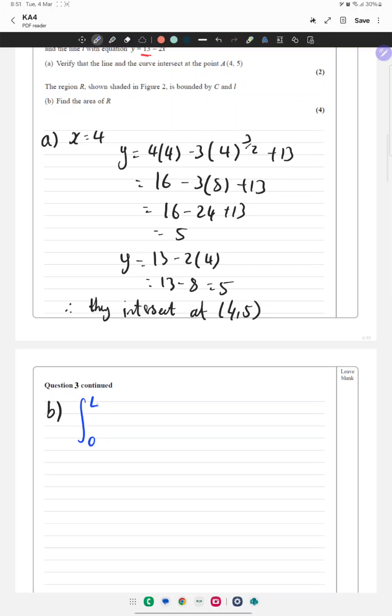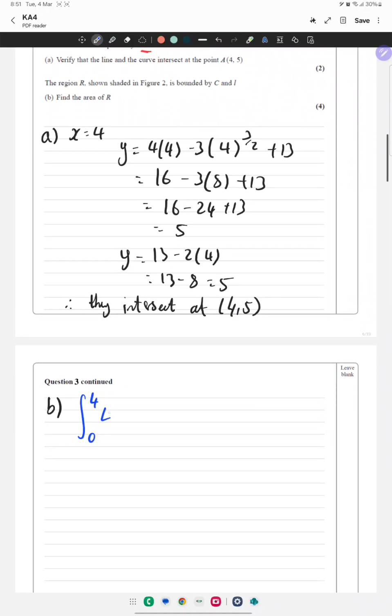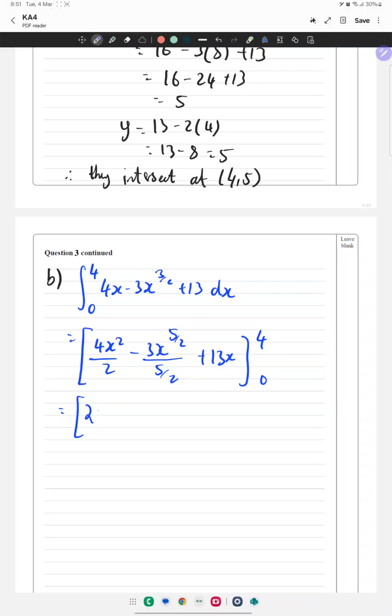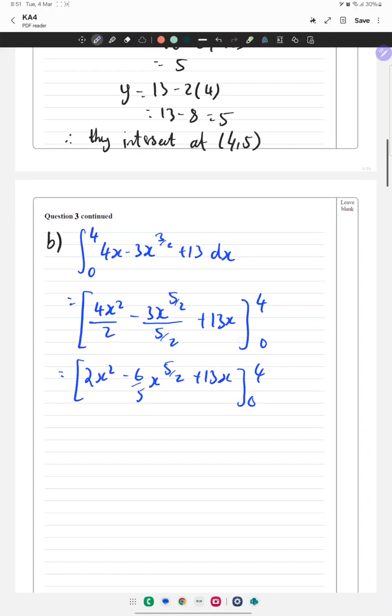So it's going to be from 0 to 4, 4x minus 3x to the 3 over 2 plus 13 dx. So we will add 1 to our power, so we get x squared, and divide by our new power. Add 1 to our power and divide by our new one. And with a number, we just gain an x. Let's sort these out, make them look a bit neater. Minus 6 over 5, x to the 5 over 2, plus 13x between 0 and 4.